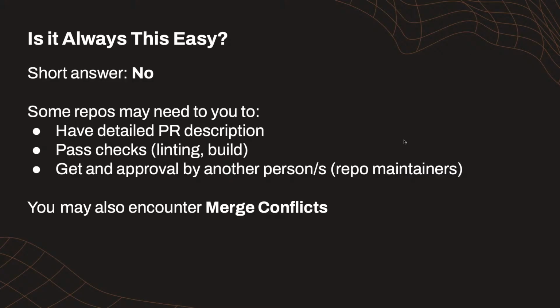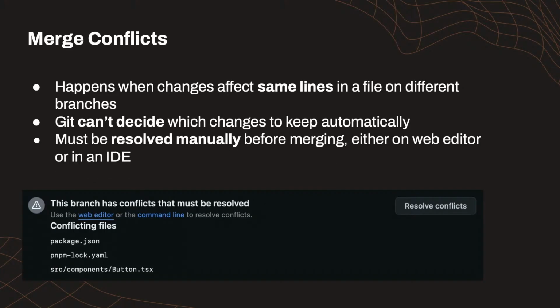And you may also encounter merge conflicts. So merge conflicts basically happen when changes affect the same lines in a file on different branches, and Git basically doesn't know what to do with this. So it doesn't know how to automatically merge this. So as a result, you have to resolve this manually before merging. You can do so either on the web editor on GitHub, or you can do it in VS Code.